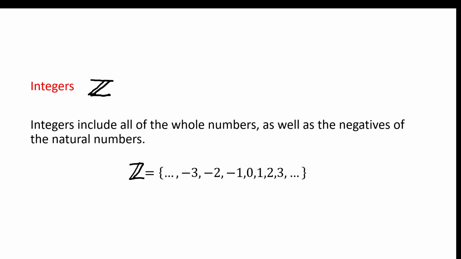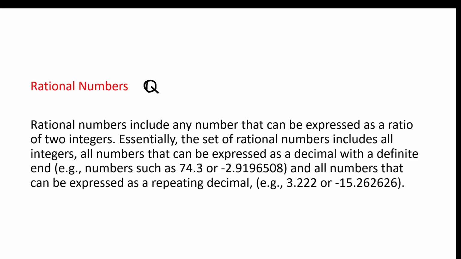Eventually, mathematicians realized that we can have negative numbers too, and so they added negative numbers to the whole numbers, and we had integers. And then eventually they realized that sometimes we have fractions, which leads us to rational numbers. A rational number is any number that can be expressed as a ratio of two integers. And essentially that means all numbers that can be expressed as a decimal with a definite end.